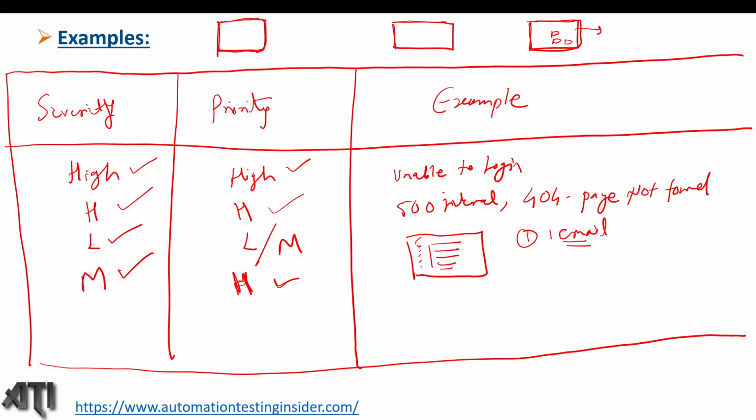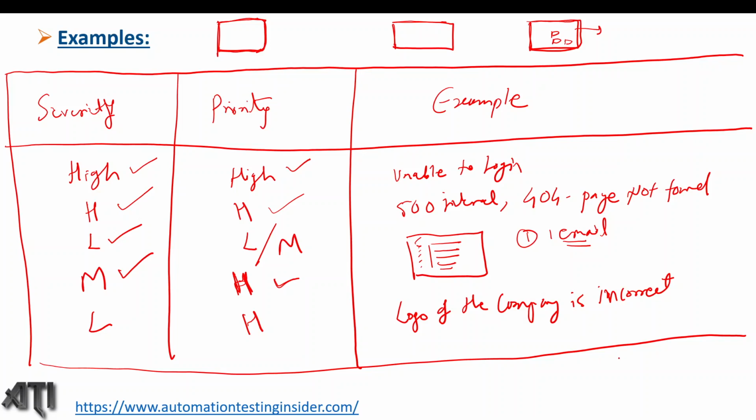Now let's talk about low severity and high priority defects, guys. High priority: the logo of the company is incorrect. If the logo of the company is incorrect, that is a high priority defect, because the logo represents the company. Low severity because it does not have any impact on the application.